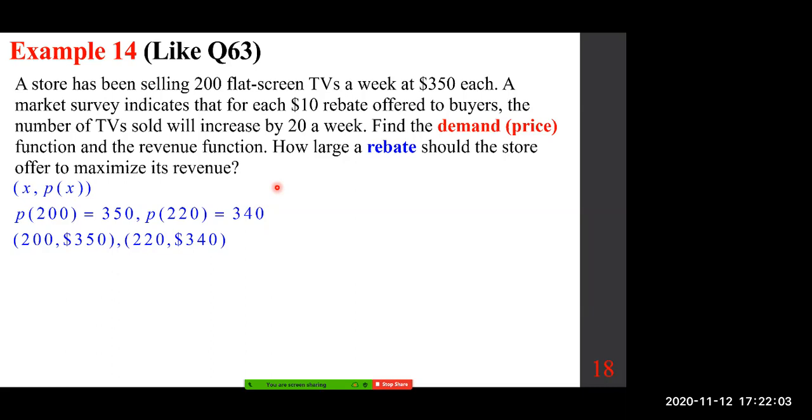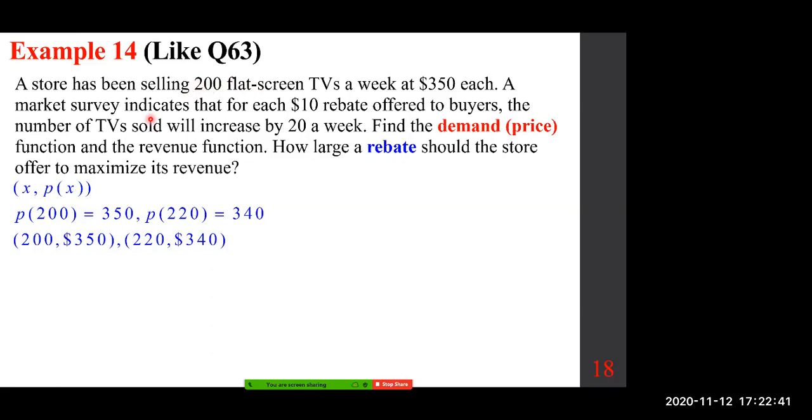I want to make sure everybody understands how we get that. Look at this one. It says the number of TVs sold will increase by 20. So if I increase it by 20, 200 becomes 220. Then the price has to go down by 10, 340. So I'm using this 20 and 10, and I change those two numbers to give me the second pair. One more time, the first pair is given. What about the second pair? I'm going to subtract 10 from the price. I'm going to add 20 to the number of pieces we are going to sell.